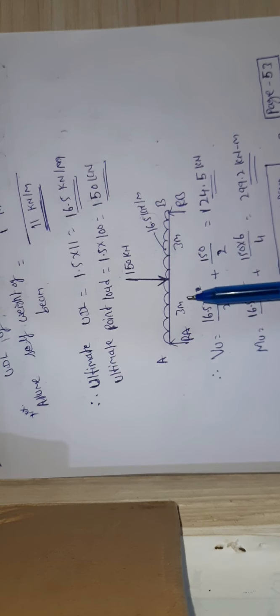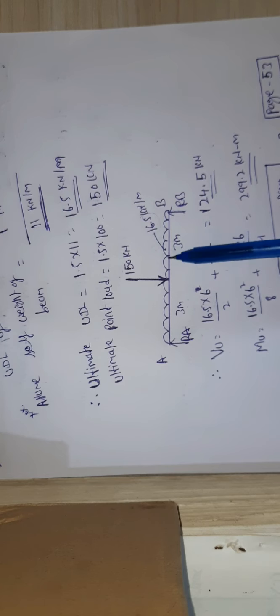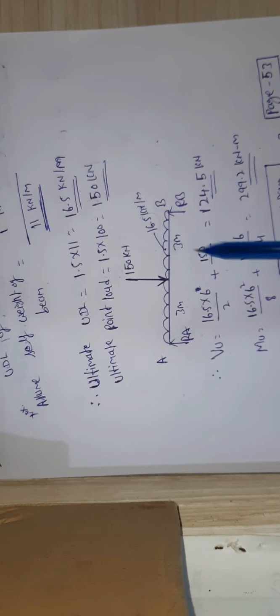How to calculate the reaction? You can check this. It's a simply supported beam subjected to UDL and also a point load exactly at the center, which means it is a symmetrical loading. Then for UDL, total load divided by 2, and for point load, total load divided by 2. So our UDL is 16.5 into 6 divided by 2 plus 150 divided by 2, it will give the total reactions exerted at the supports. That will be your maximum shear force or ultimate shear force.